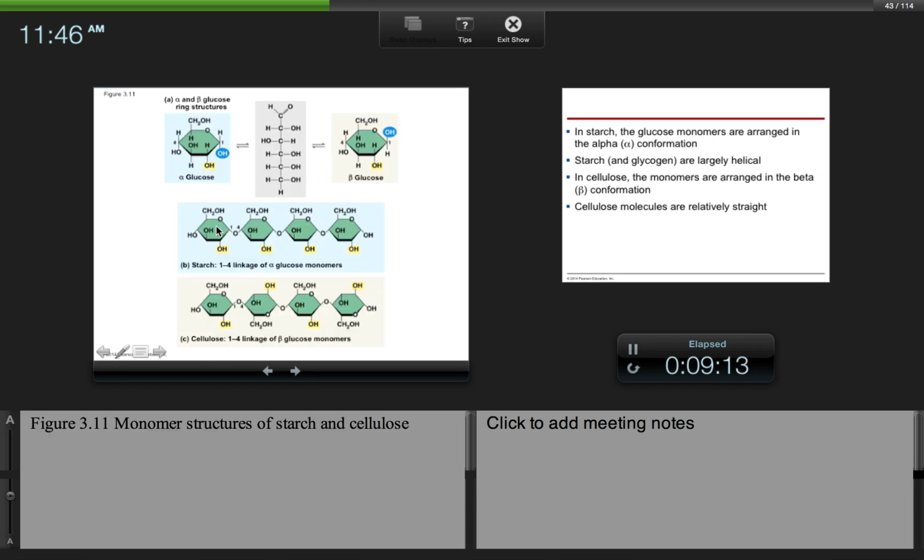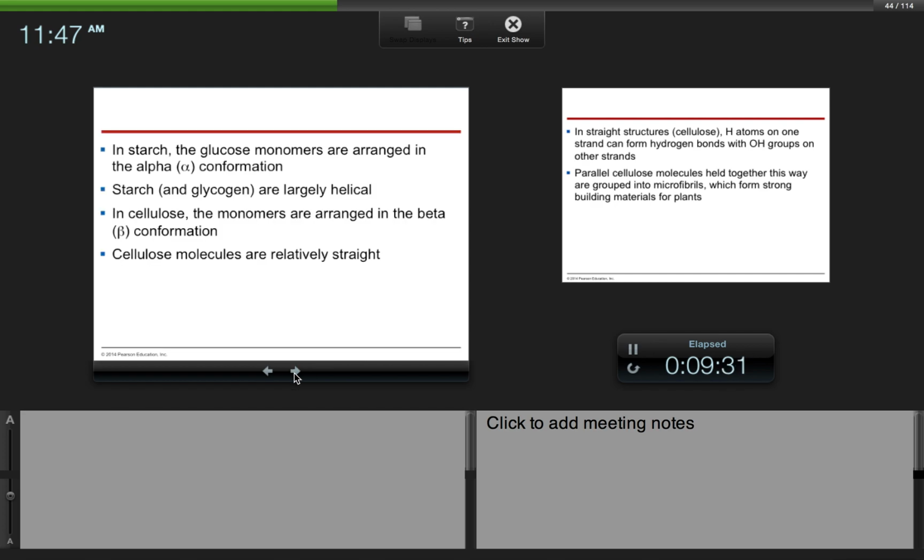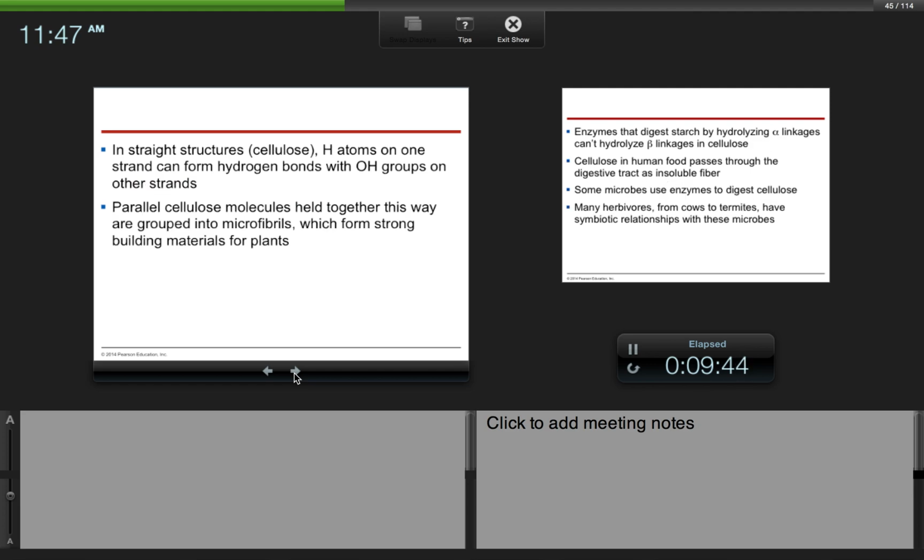Okay, so starch has 1,4 glycosidic linkages of alpha glucose monomers, so notice that basically these glucose molecules are all right side up. Versus the 1,4 linkage in cellulose, where every other glucose molecule is, in a sense, upside down. In starch, glucose monomers are arranged in the alpha conformation. Starch and glycogen are largely helical. In cellulose, the monomers are arranged in the beta conformation. Cellulose molecules are relatively straight.